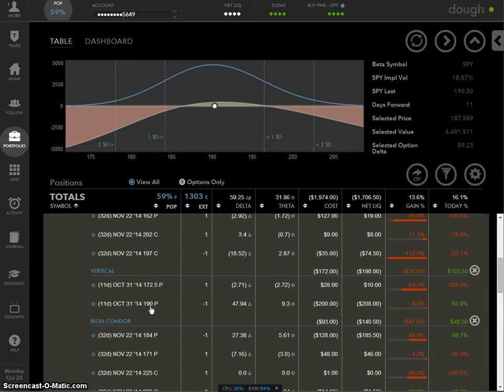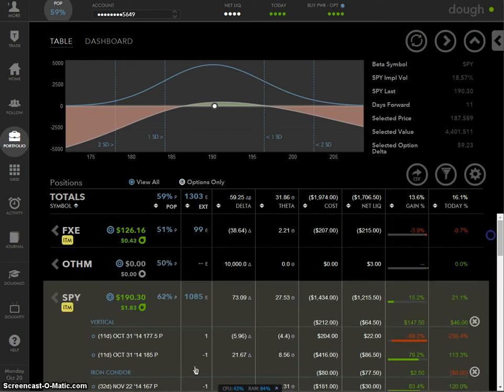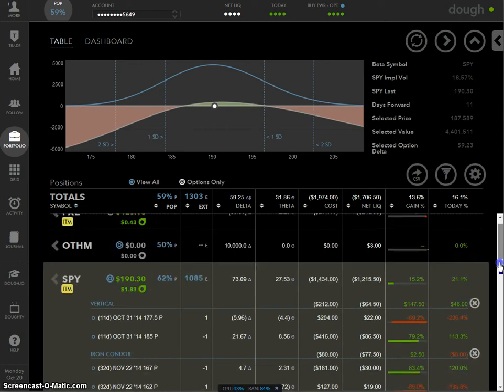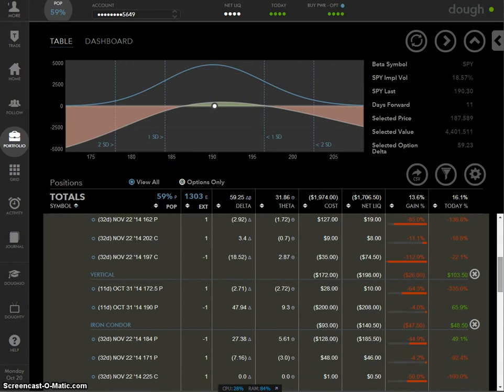And where is SPY right now? At 190. So if this keeps up, I'll be in good shape. Okay, and I should be making money in this one as long as the market keeps on climbing, which I hope it will.